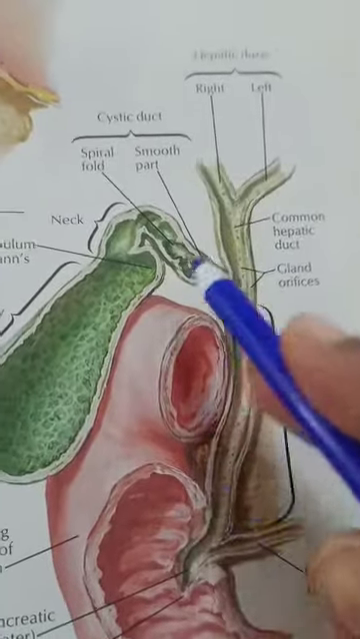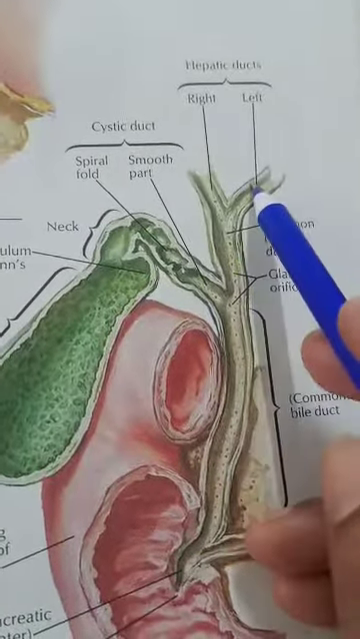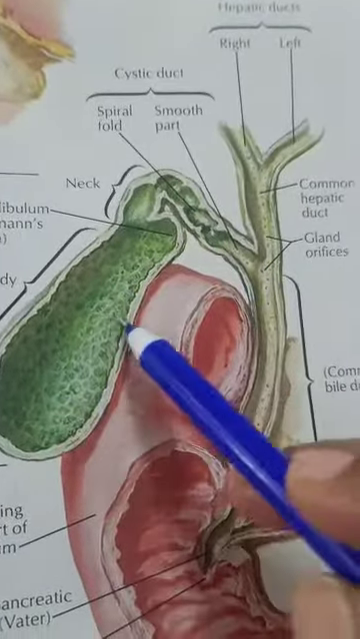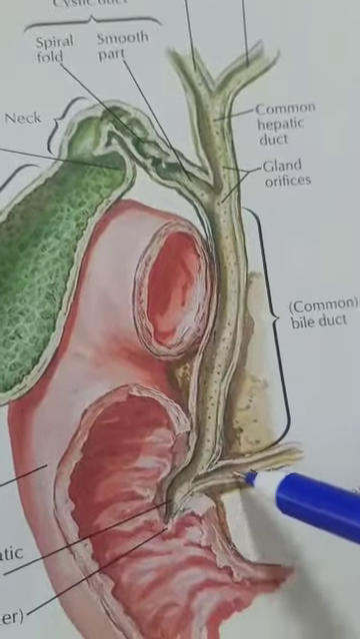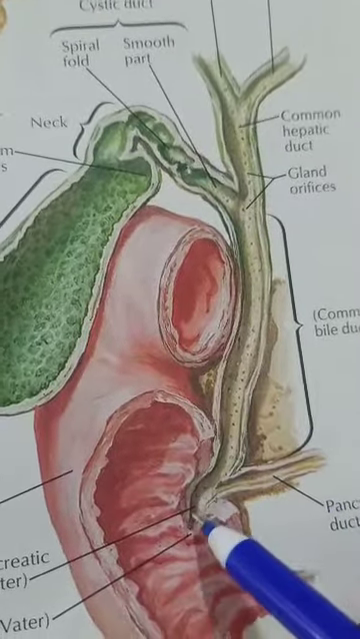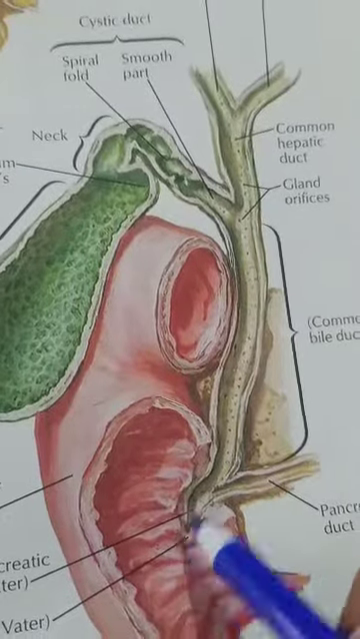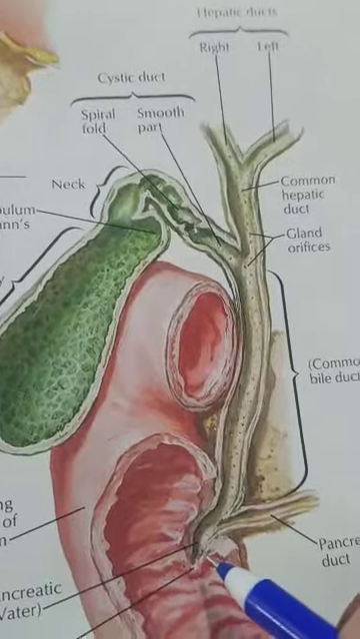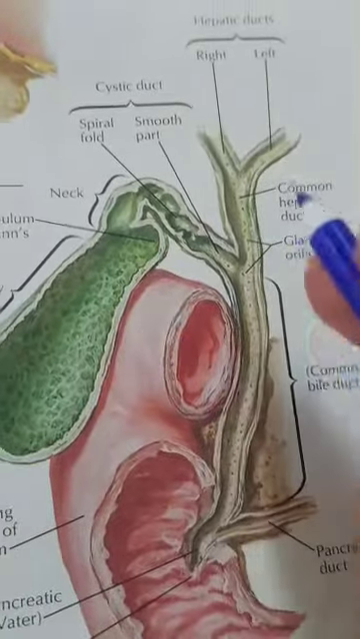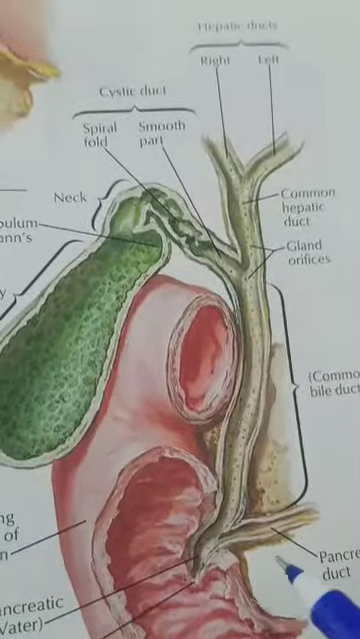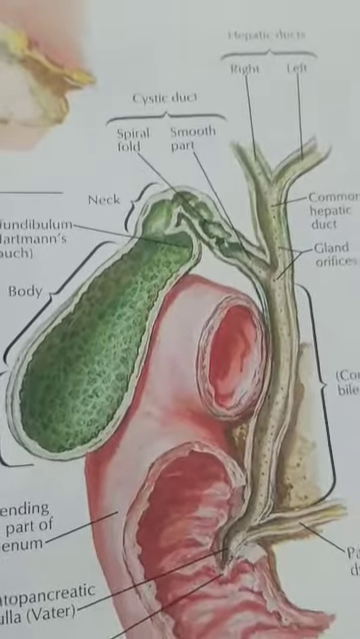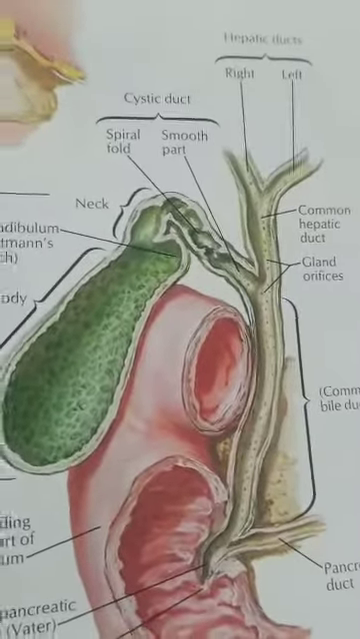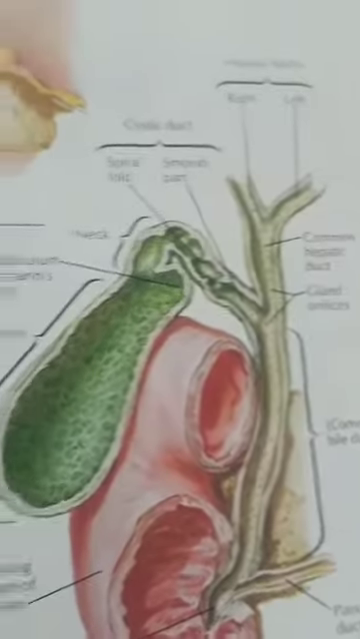All these structures, starting from the right and left hepatic duct, common hepatic duct, cystic duct, gallbladder, then bile duct, then pancreatic duct, and hepatopancreatic ampulla, open into the duodenum. So all these structures contribute to the extrahepatic biliary apparatus. That's about the apparatus. Then coming to the applied anatomy, gallstones.